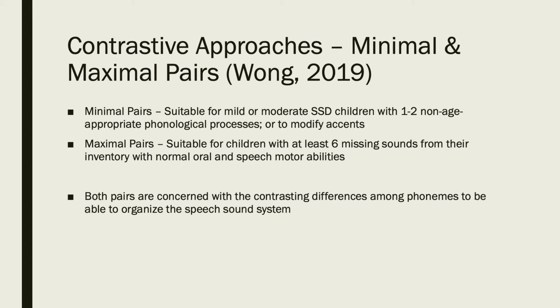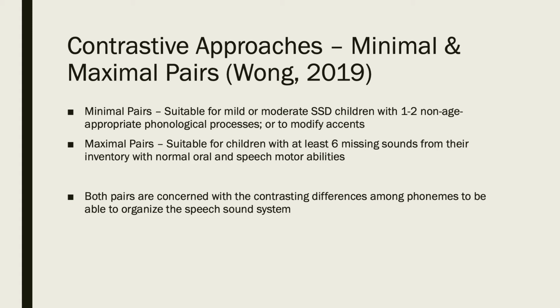When it comes to nonlinear phonological intervention, there are several different approaches, but the one that really stood out to me was the minimal and maximal pairs. The minimal pairs are more suitable for children with a mild or moderate speech sound disorder with 1 to 2 non-age-appropriate phonological processes, or to modify accents, such as somebody coming to America who probably has a little bit of an accent left but just wants to better their English speaking.